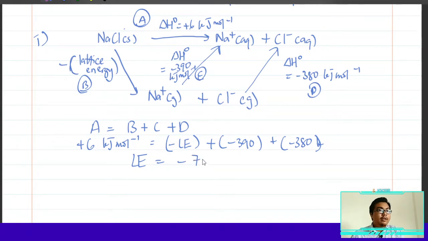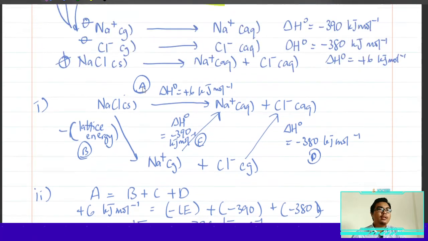We want to find Le, so just pindah-pindahkan. Okay, using simple arithmetic, we get our lattice energy of NaCl should be negative 776 kilojoule per mole. Okay, so make sure you double check this calculation. Saya rasa jawapan saya adalah begini. That's it, negative 776 kilojoule per mole. And yeah, so that's how you tackle this question. So soalan nombor 2 pun dah siap.